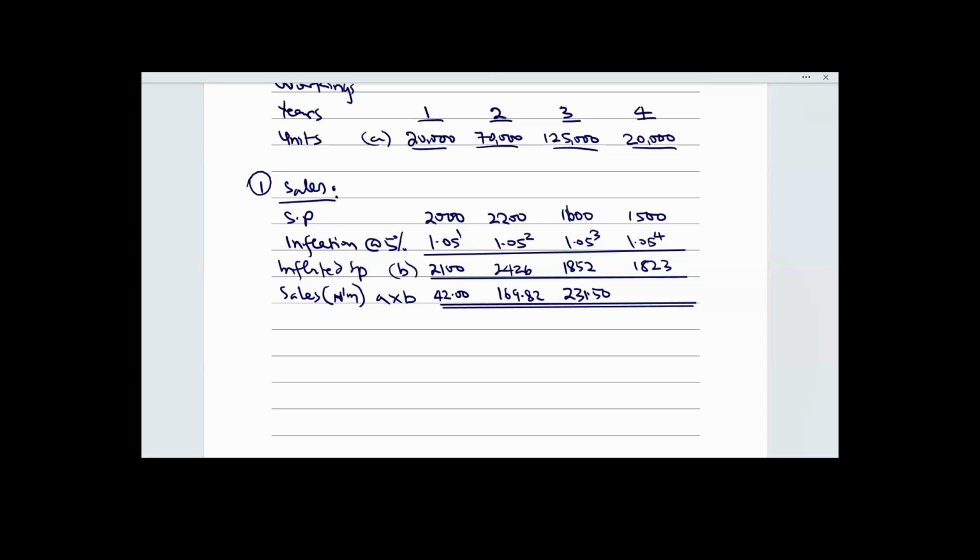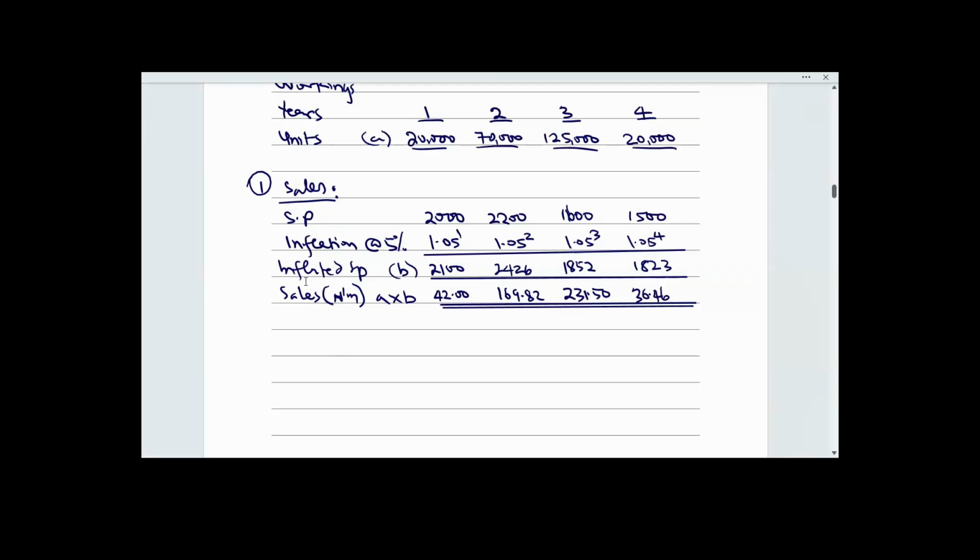Then the final year will be equal to 1823 multiplied by 20,000. That's 36.46. Okay, 36,000,046. Now that we have calculated our sales value, we need to go and post it.